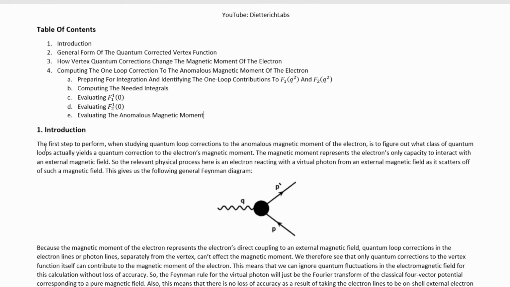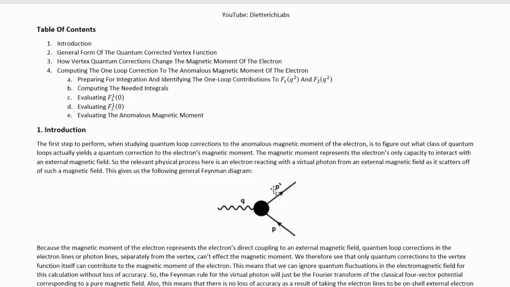Let's get started. The first step to perform when studying quantum loop corrections to the anomalous magnetic moment of the electron is to figure out what class of quantum loops actually yields a quantum correction to the electron's magnetic moment. The magnetic moment represents the electron's only capacity to interact with an external magnetic field. So the relevant physical process here is an electron reacting with a virtual photon from an external magnetic field as it scatters off of such a magnetic field.